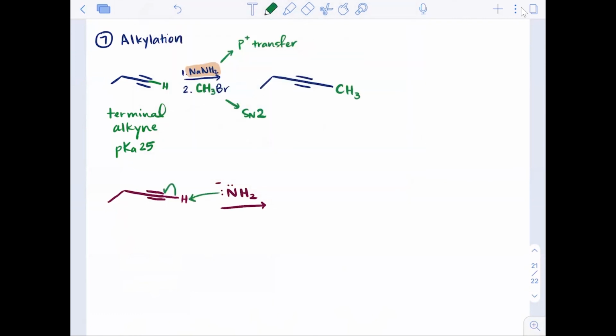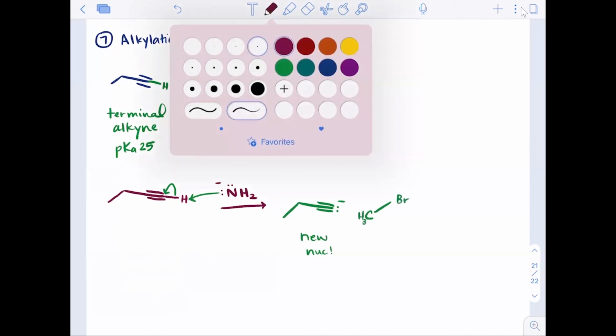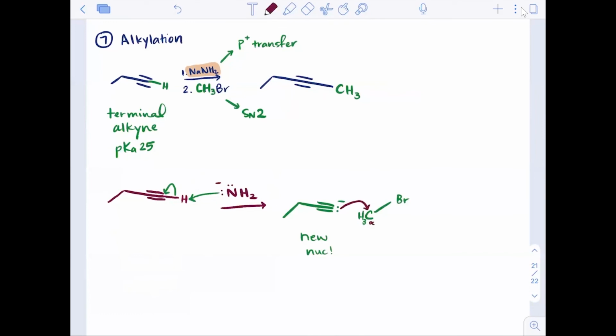Proton transfer. Take that terminal alkyne and make it an ion. So now this is a new nuke. Small enough, there's not a lot of steric hindrance because remember of this linear nature right here. And so that's what makes it a really, really great nucleophile to then go ahead and attack, and then write out our CH3Br so that we can see alpha carbons getting nucleophilic attack with the loss of the leaving group.